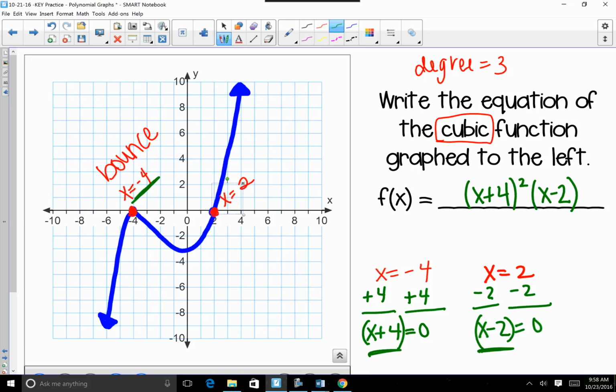So now I need to make sure that this is exactly right. So look at your end behavior. Your end behavior is down on the left and up on the right. So that is a positive leading coefficient, right?